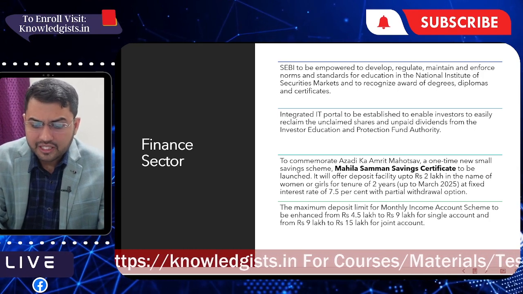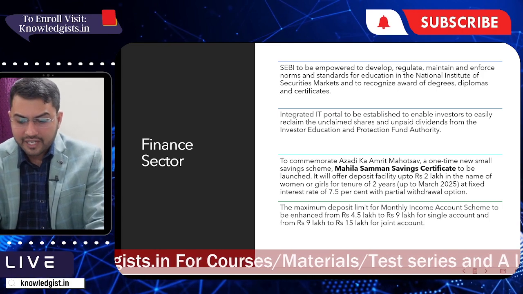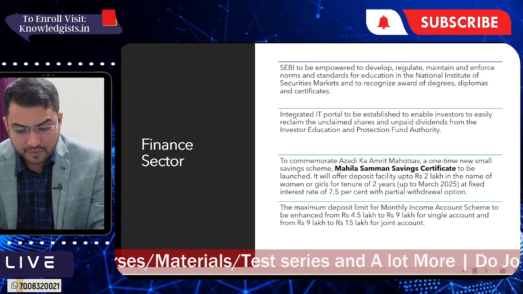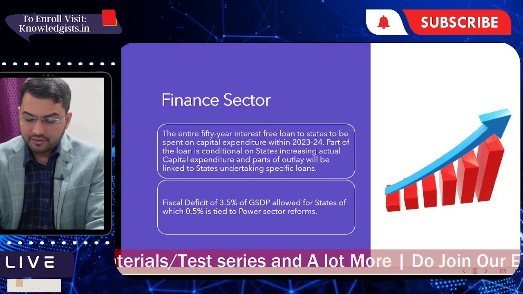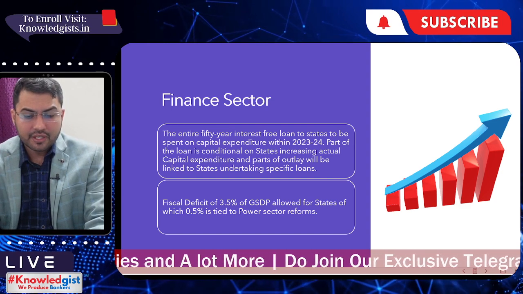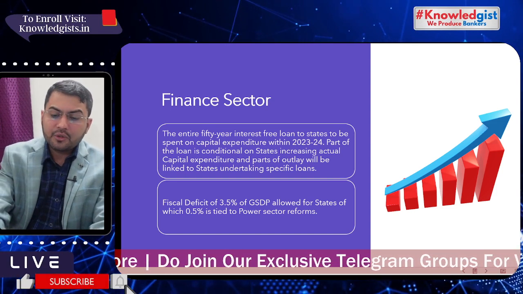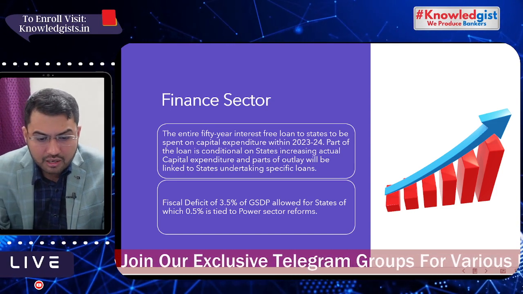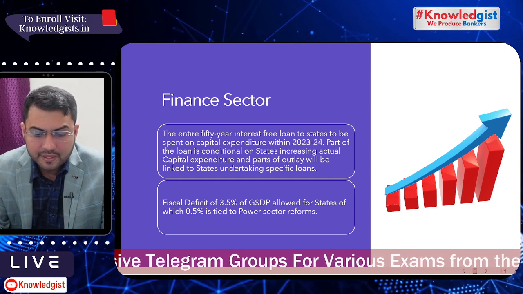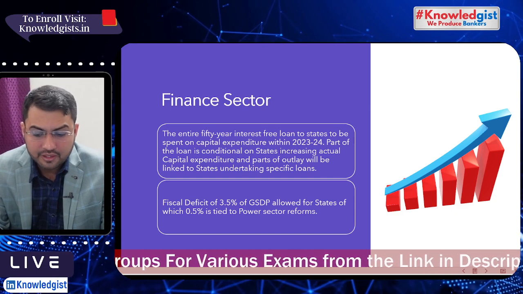The maximum deposit limit for the monthly income account scheme is to be enhanced from rupees 4.5 lakh to rupees 9 lakh for a single account, and from rupees 9 lakh to rupees 15 lakh for a joint account. Financial sector: the entire 50-year interest-free loan to the states is to be spent on capital expenditure within 2023 and 2024. Part of the loan is conditional on states. We discussed about it. A fiscal deficit of 3.5% of the gross domestic product is allowed for the states.